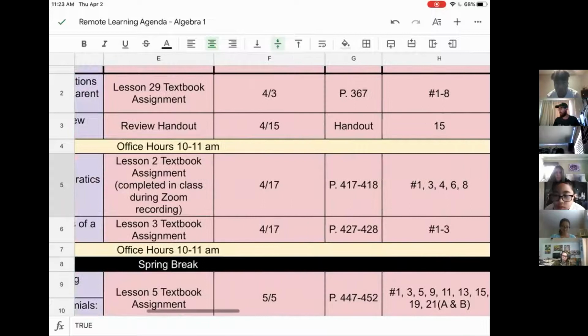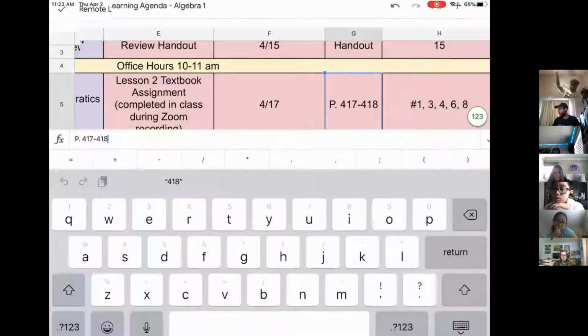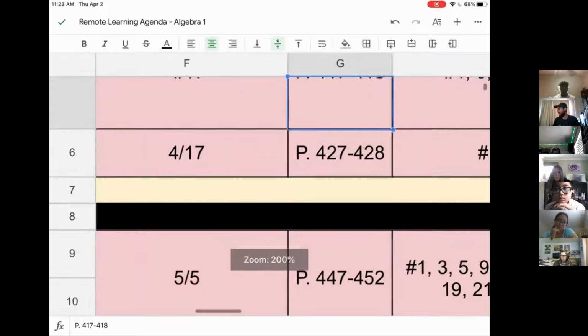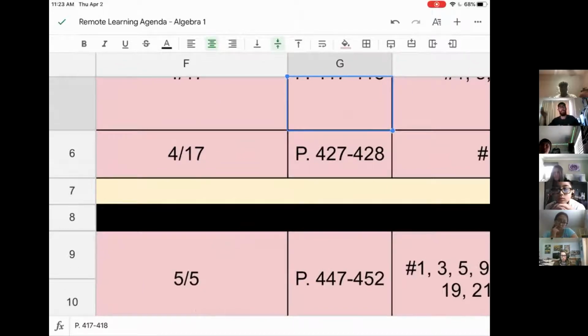If you were in the Zoom session on Tuesday or you watched the recorded session, all of this homework in row 5, aka page 417 to 418, the one that I have highlighted in a box right now, we did that on Tuesday, okay? So keep that in mind. But what we're going to do today is progress towards understanding and learning the material to allow us to get 427 and 428 done. That's our goal today, okay?